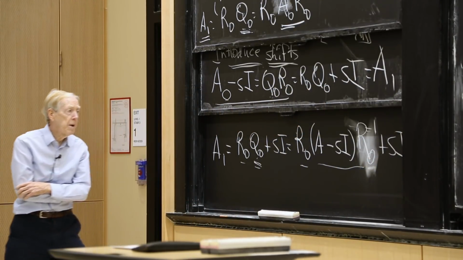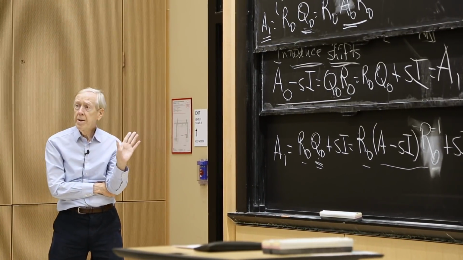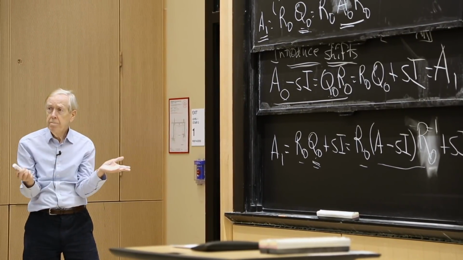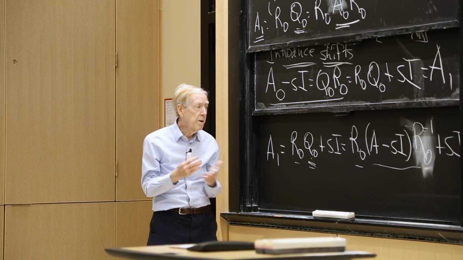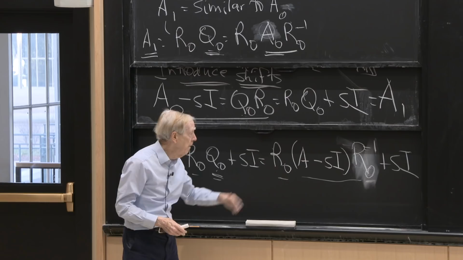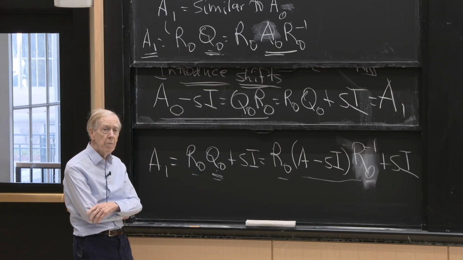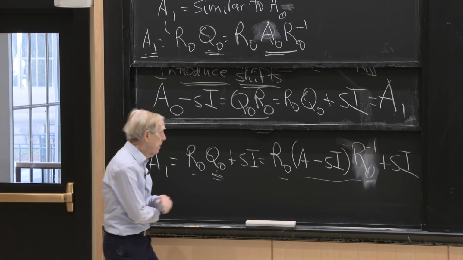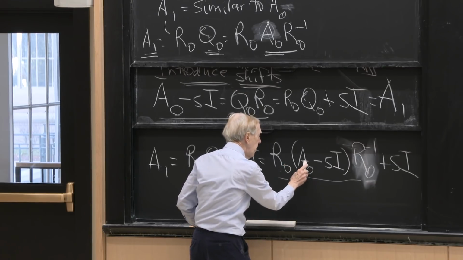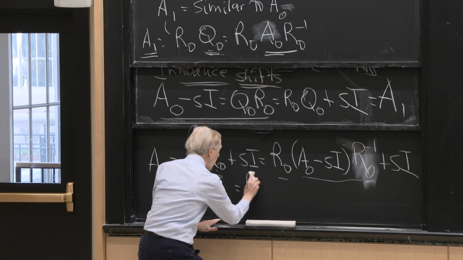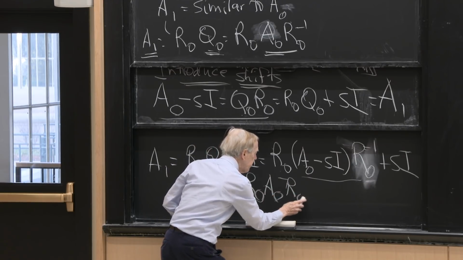So what have I done? I've just pushed on, believing that this would work, because it's the method that is constantly used. Now, what do I have there? Is it working? This is R naught A, that was of course A naught, R naught, A naught, R naught inverse, R naught, A naught, R naught inverse, good.